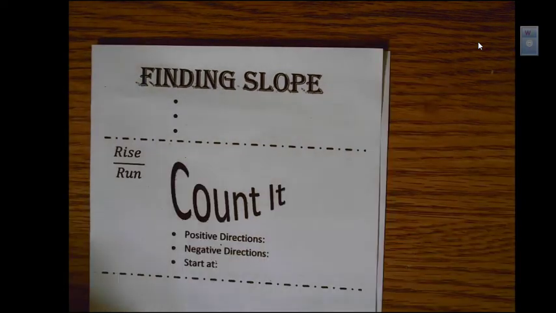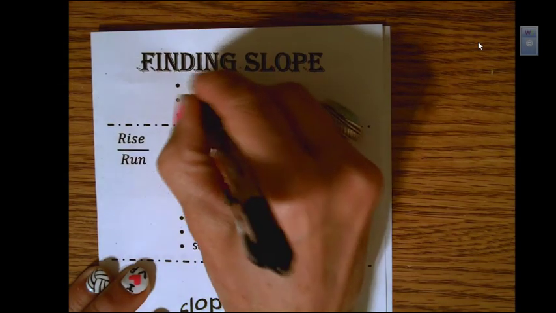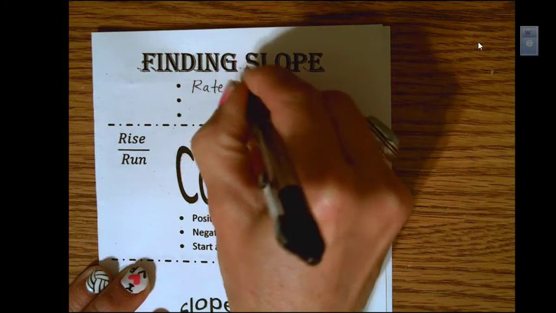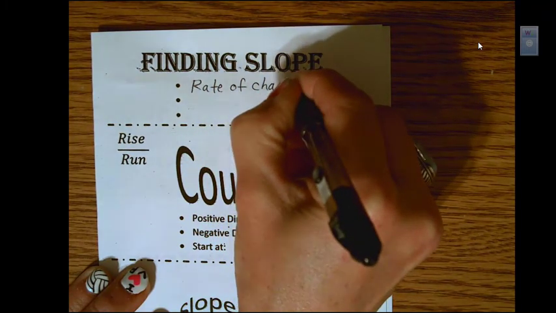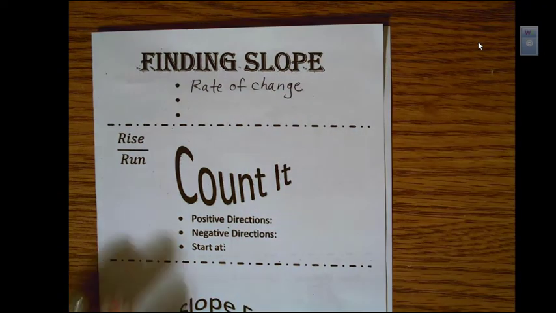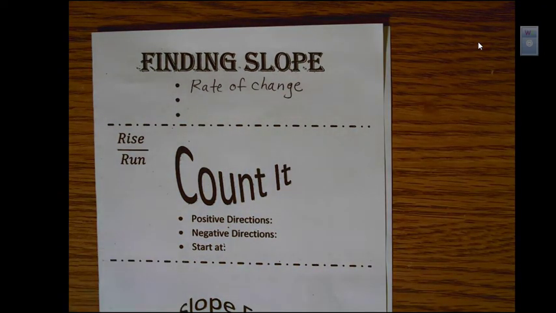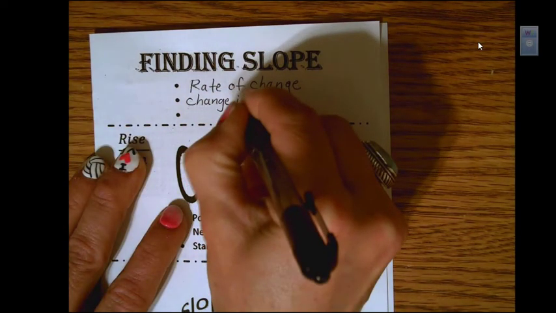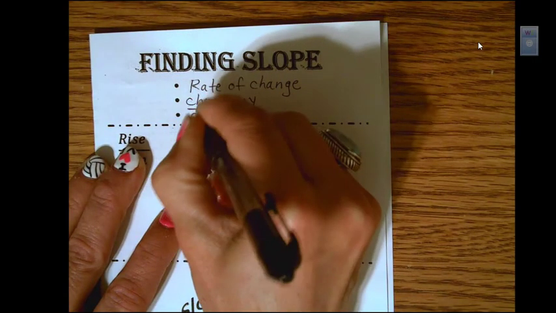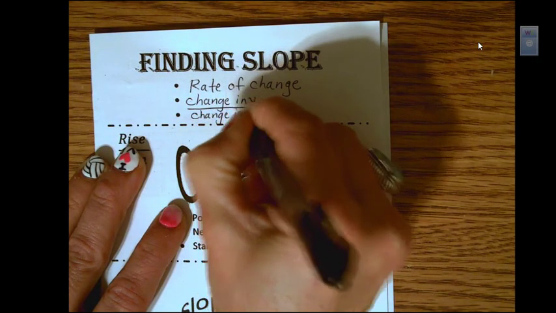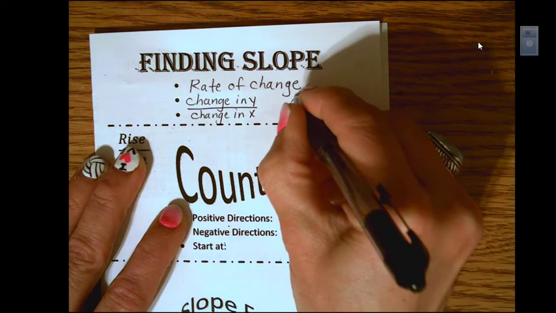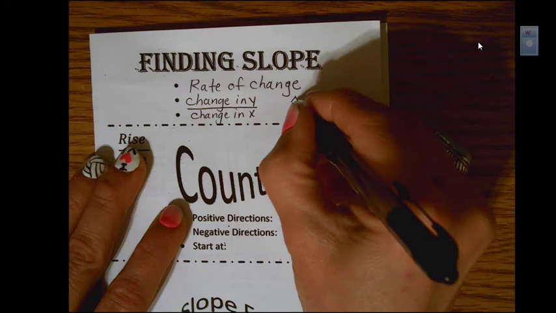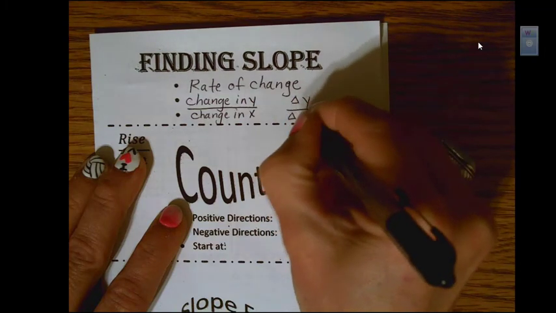So for finding slope, slope can be defined in a few different ways. One way is it can be called the rate of change. Another way we can define slope is change in y over the change in x. And the other way you see that is this little delta, this little triangle. That means change in y over change in x.